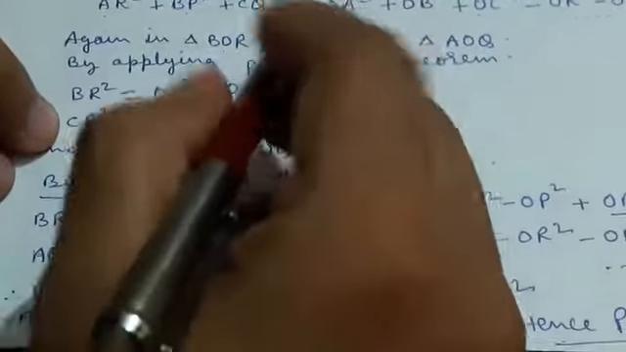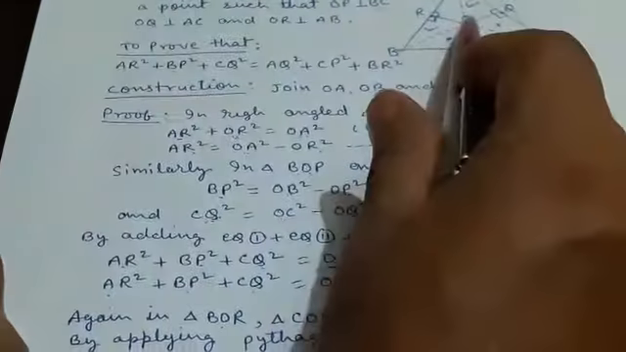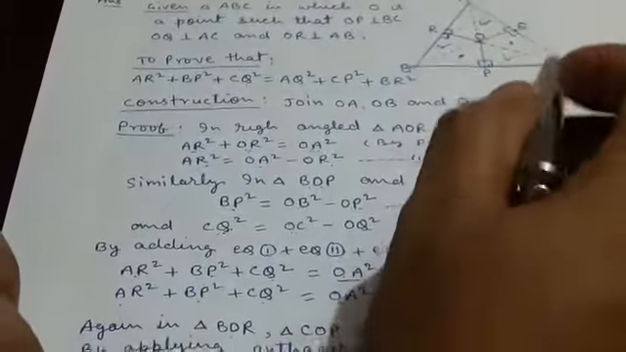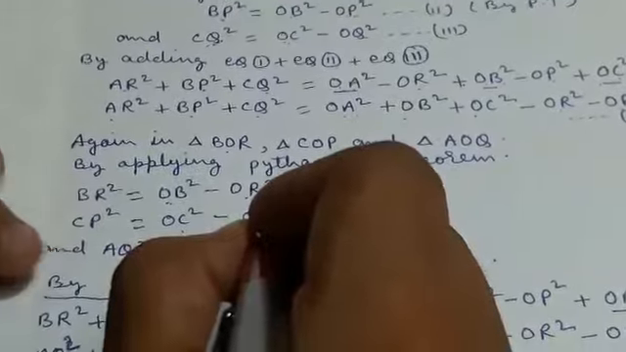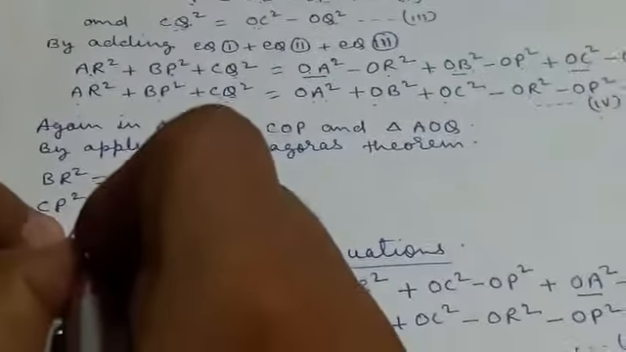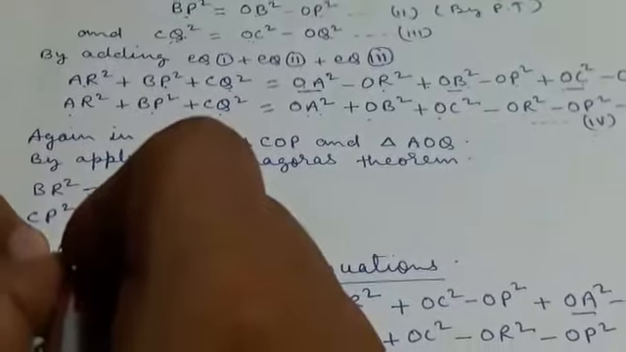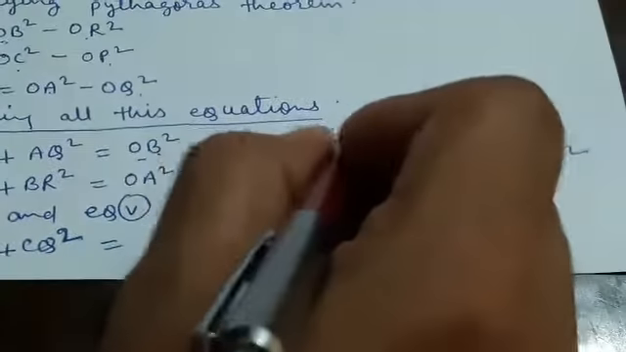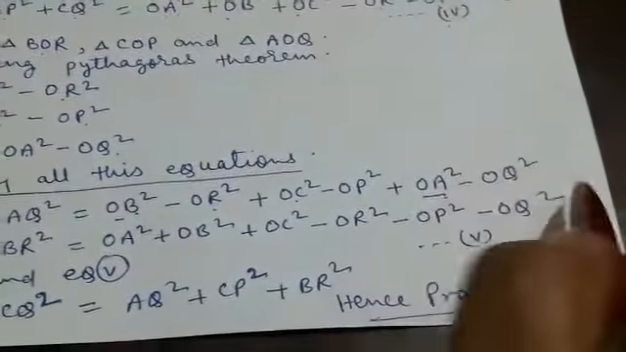Similarly, in triangle COP, this will be our hypotenuse. So CP square is equal to OC square minus OP square. And in triangle AOQ, AQ square is equal to OA square minus OQ square. By adding all these equations, we get BR square plus CP square plus AQ square is equal to OB square minus OR square plus OC square minus OP square plus OA square minus OQ square.